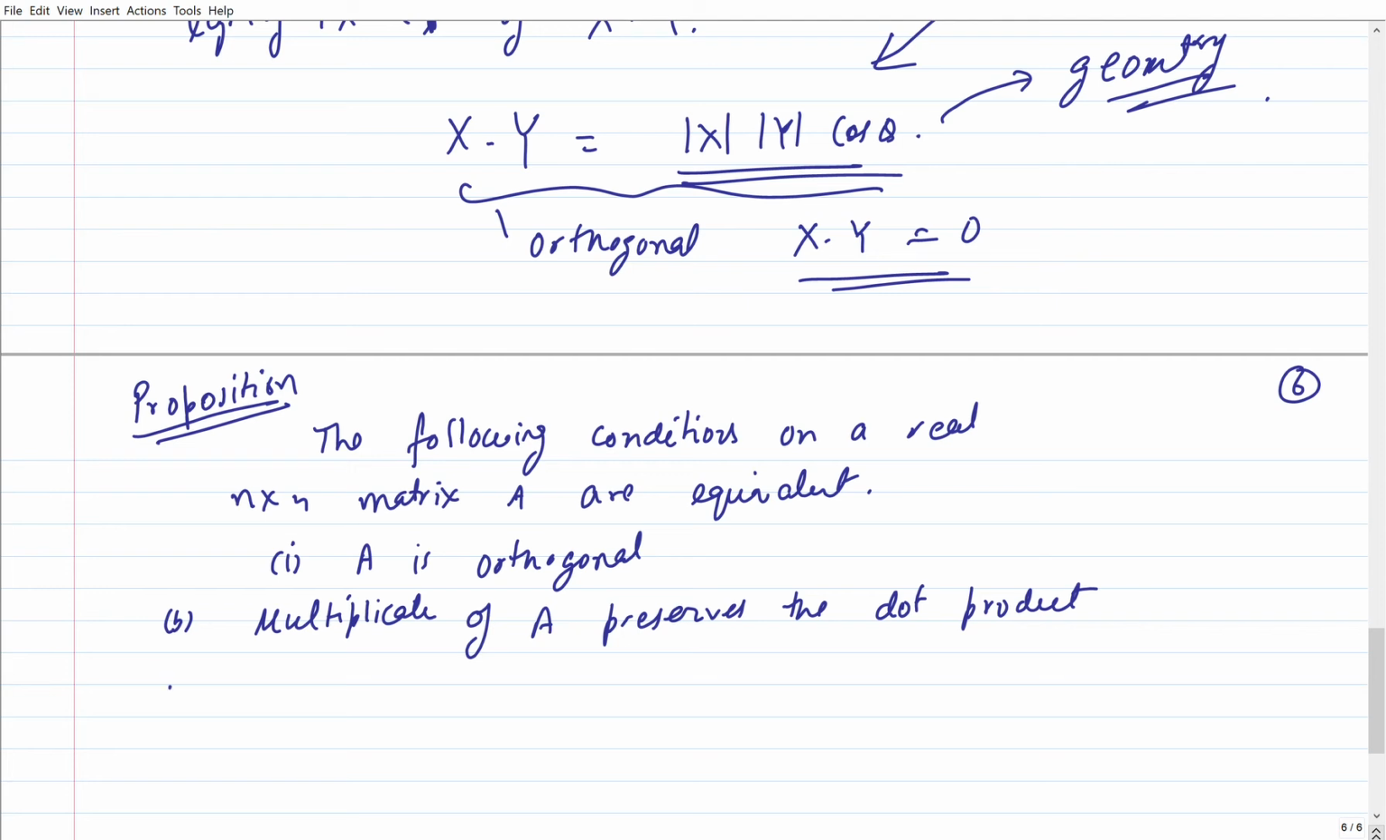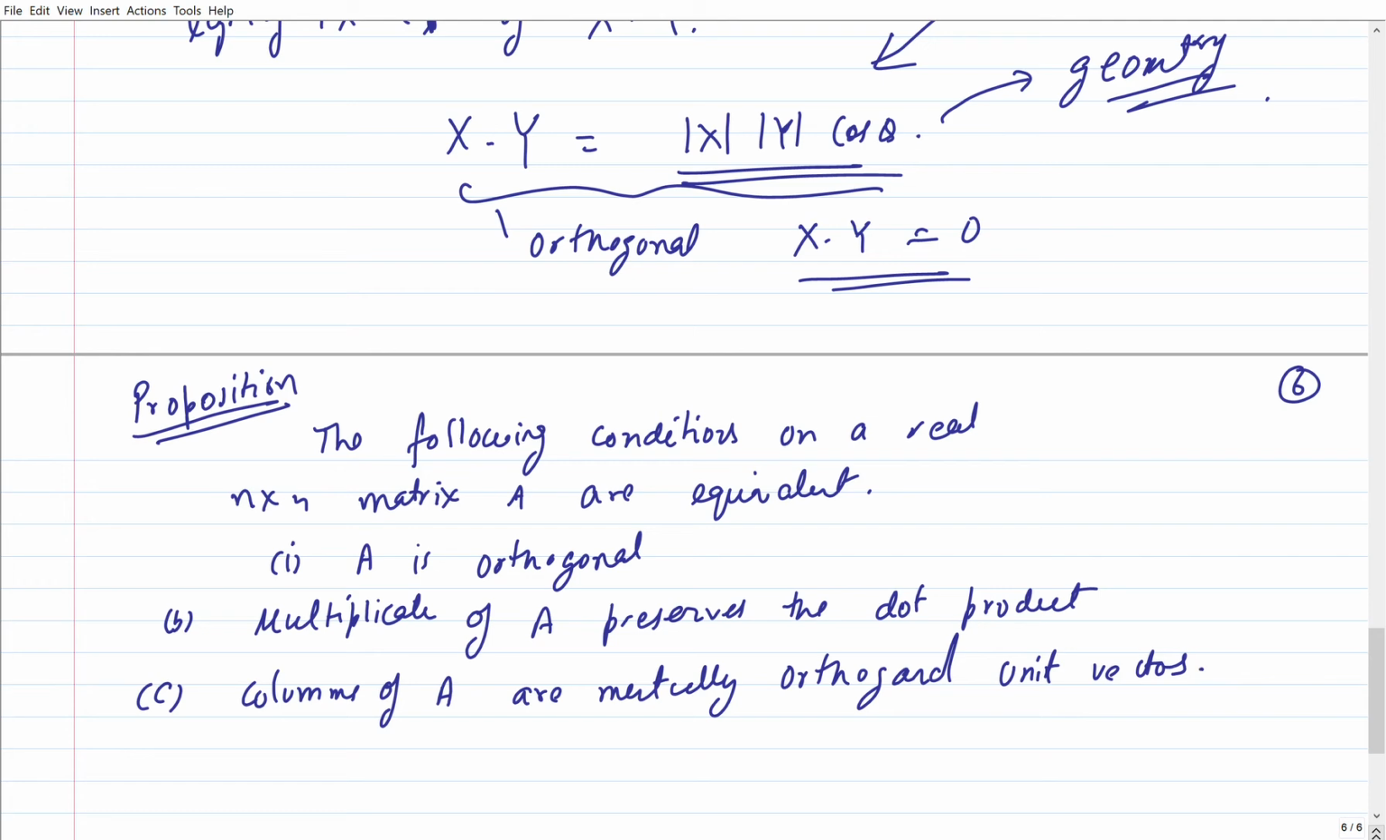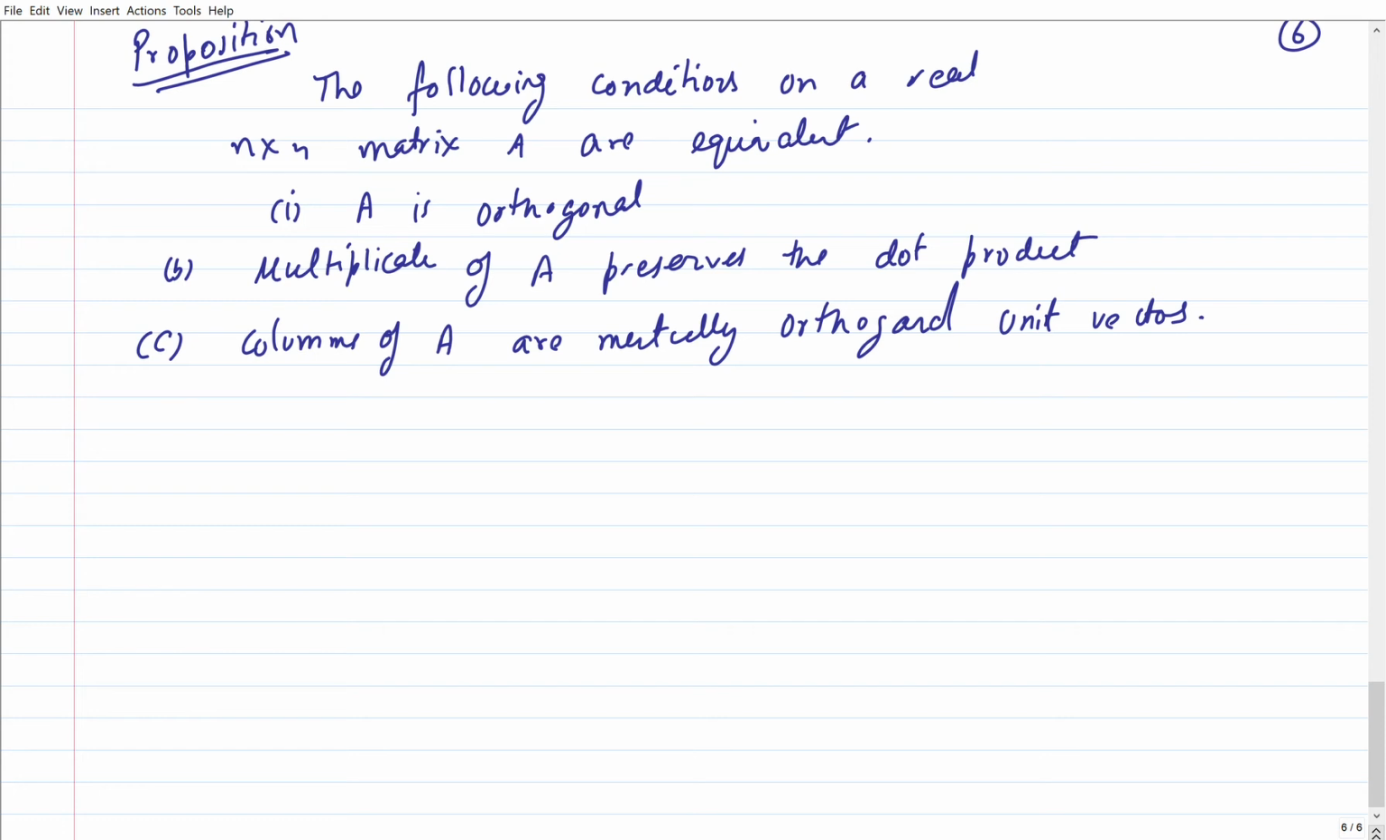Columns of A are mutually orthogonal unit vectors. Okay, so we can easily show these things. Well, if A is orthogonal, certainly A is going to preserve the dot product in the sense. So what is condition B?